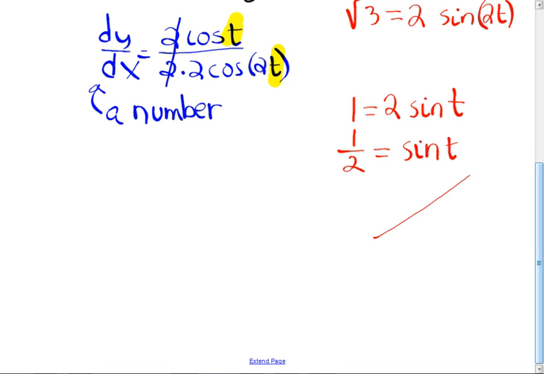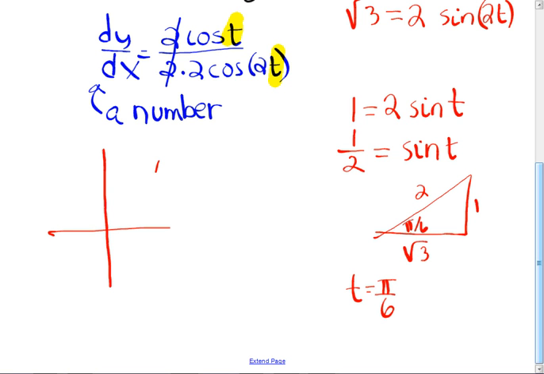Okay, we'll draw a picture. This is 2, this is 1, this is square root of 3, this is 30 degrees or pi over 6. Now, if you go around the circle a complete time, what's the next answer? T is equal to pi over 6. When is the sine also positive again? Do you remember this little mnemonic? All Students Take Calc. So sine is positive here and sine is positive here.